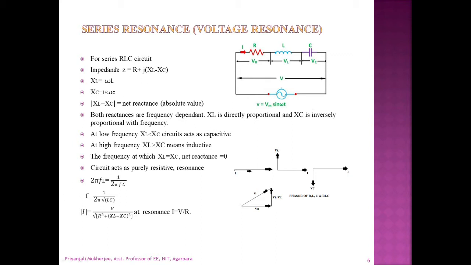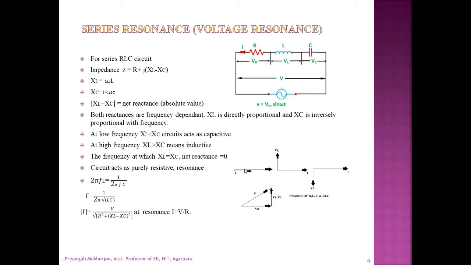Now, at the resonating frequency, this imaginary term becomes 0, so the total impedance becomes the total resistance, and XL is equal to XC. So, if XL is equal to XC, that means 2 pi fL equals 1 by 2 pi fC, then we can find the resonating frequency f equal to 1 by 2 pi root over LC. The current through this circuit is V divided by root over of R square plus (XL minus XC) whole square, and at resonating condition XL becomes equal to XC, so this difference becomes 0. So I becomes V divided by R. So at resonance it is working as a purely resistive circuit.